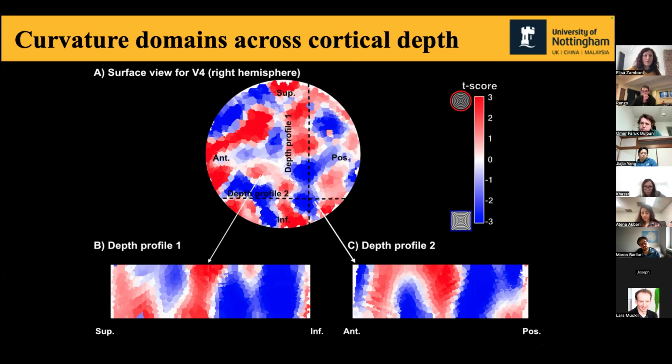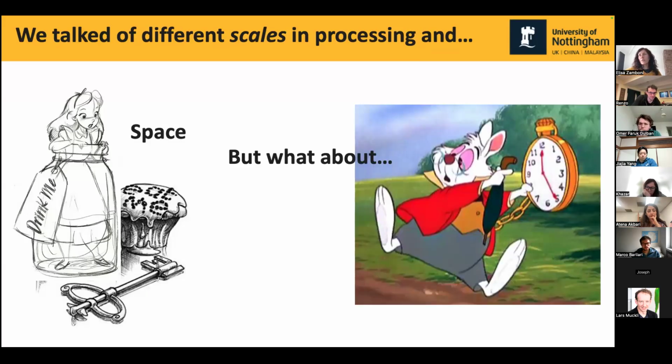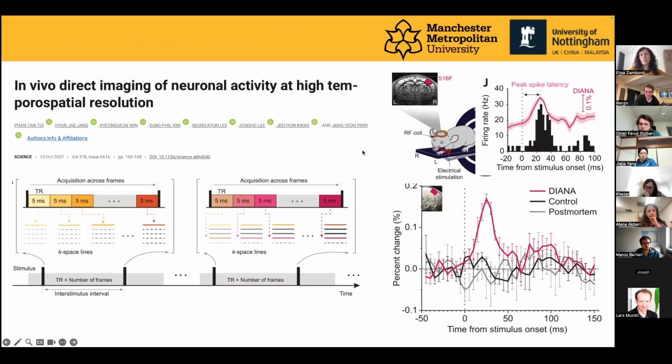Now, hopefully I still have a bit of time, because so far we've talked a lot about space and different scales in processing and acquisition, but we haven't really talked about time. This has been mostly driven by a collaboration with Manchester Metropolitan University, and I'm sure a lot of you have heard about the DIANA paper by now, and we might be tired of hearing about it. But when it came out, it seemed like a really big innovation, where they showed, or claimed to show, correlation between spiking activity and this DIANA measure during electrical stimulation in mice.